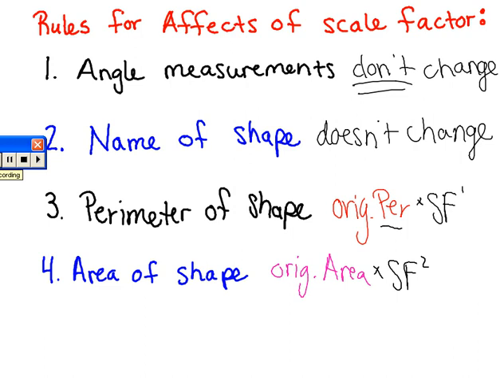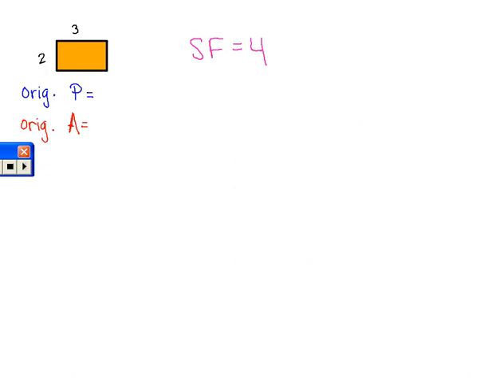Okay, so now we're going to use those rules that we saw about perimeter being multiplied by scale factor, area being multiplied by scale factor squared, the name of the shape not changing, and the angle measurements not changing. If I have a rectangle, I can find the original perimeter of it, like always, by adding up the lengths of the sides. So this side is 2, and this side is 2, this side is 3, so this side is 3. So the perimeter would be 3 plus 3 is 6, plus 2 is 8, plus 2 is 10. So the original perimeter is 10 units.